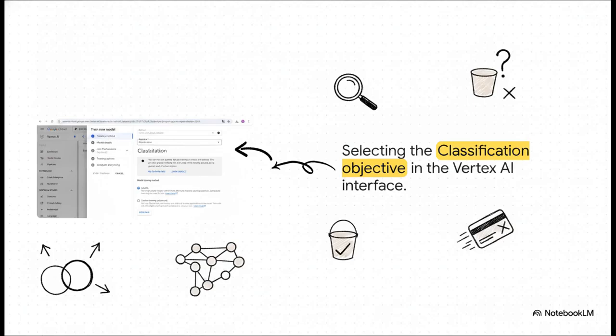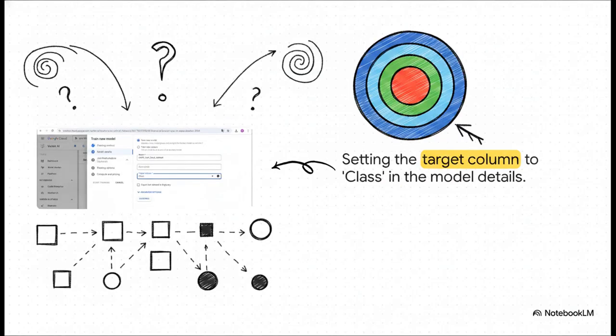Jumping into the Vertex AI interface, the researchers define their objectives strictly as classification. Makes sense, right? Our goal isn't to predict a continuous number like a house price. We need to categorize transactions into very distinct buckets. It's either fraud or it's not fraud. And to pull that off, the model needs a bullseye. So the target column is set to the class variable. That's the column that holds the definitive answer of whether a past transaction was legitimate or fraudulent. The model's job is to analyze all the other engineered features to figure out exactly how to hit that target.